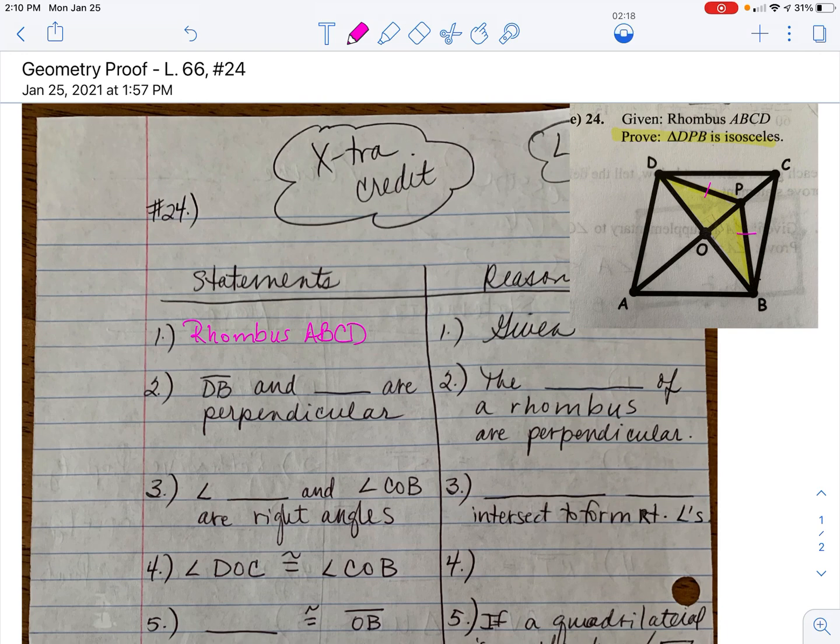Well, that gives us some information to think about. So the first thing we want to look at is step number 2: DB and blank are perpendicular. Well, I just talked about that. So that means this diagonal is perpendicular to this diagonal, AC. And the reason there is just the definition of diagonals in a rhombus: the diagonals of a rhombus are perpendicular. Remember, the sign for perpendicular looks like this because it means it's making right angles.